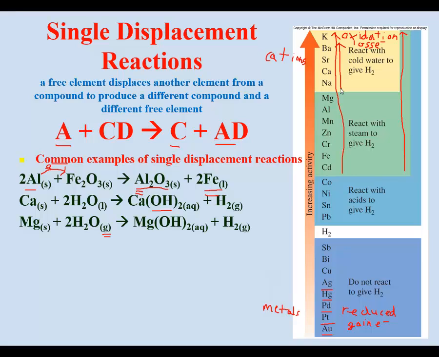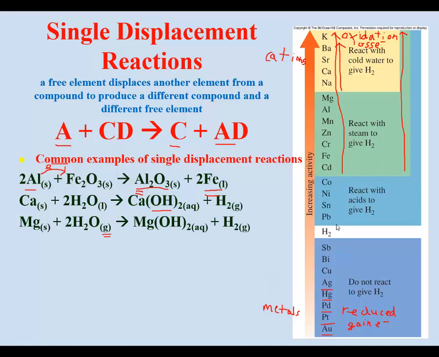Okay, it's not just the green block, it's anything above the green block that can react with steam, displacing hydrogen gas. But if I'm in the yellow block here, not only can it react with steam, it can also react with cold water to release hydrogen gas.